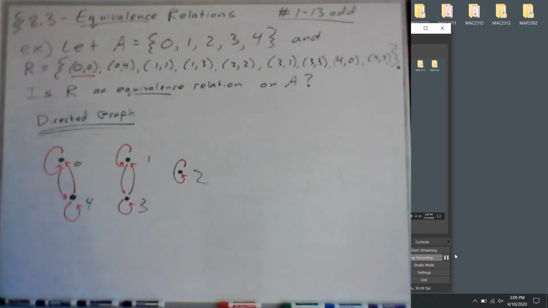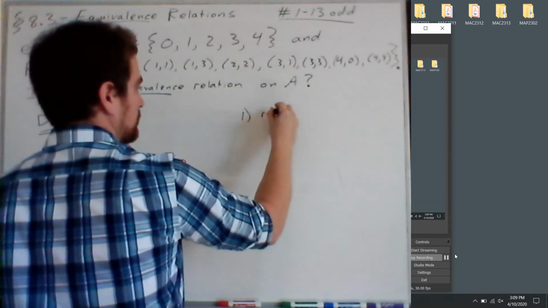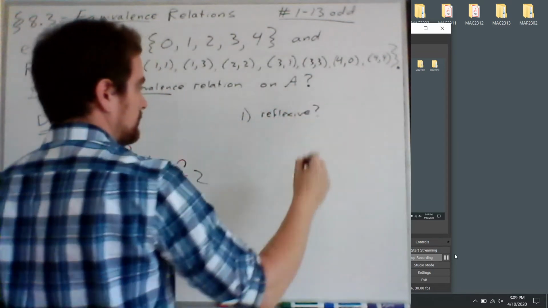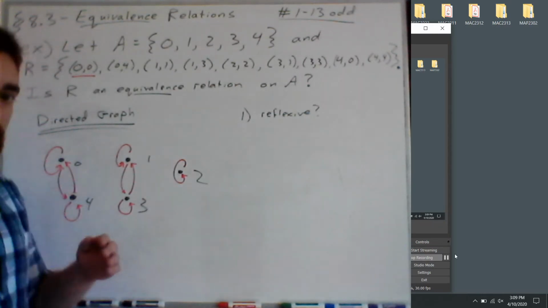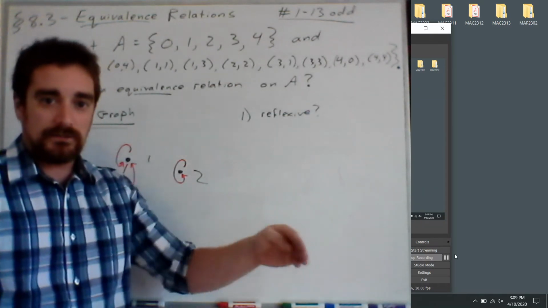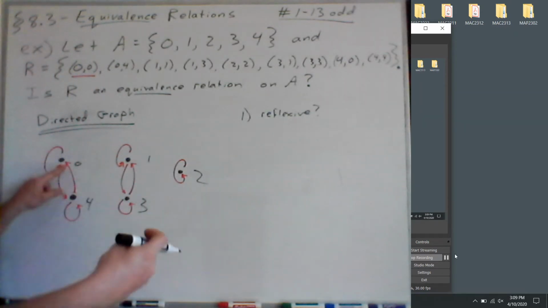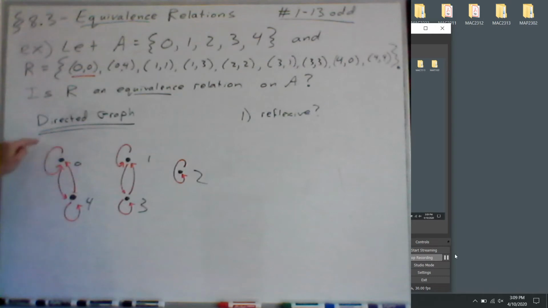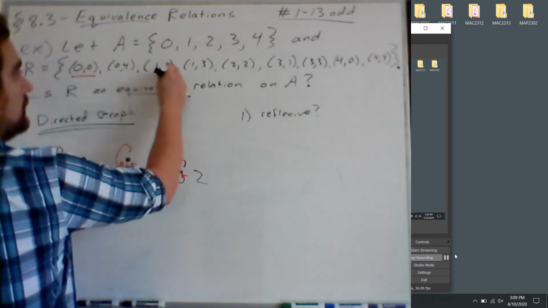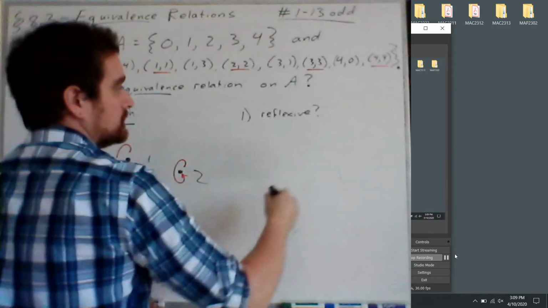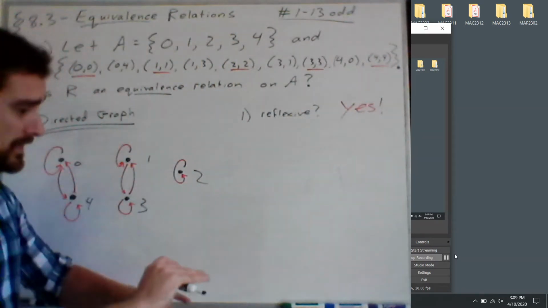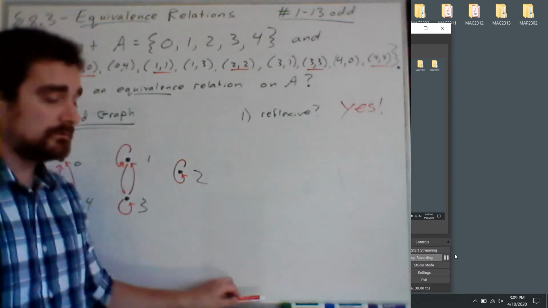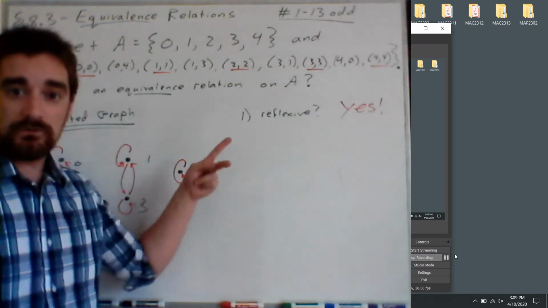Well, to see if this thing is an equivalence relation, we would need to first check and see, is it reflexive? Reflexive meaning for any element x, does x relate to x? Meaning, does each element relate back to itself? Well, yeah, 0 relates to 0, there's the loop. 4 relates to 4, 1 relates to 1, 3 relates to 3, and 2 relates to 2. There's 0, 0, there's 1, 1, there's 2, 2, there's 3, 3, there's 4, 4. So yes. But that doesn't mean it's an equivalence relation. That only means it's a relation that is reflexive. We still have two more properties to go.